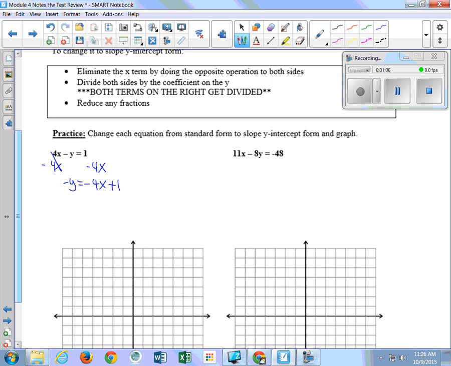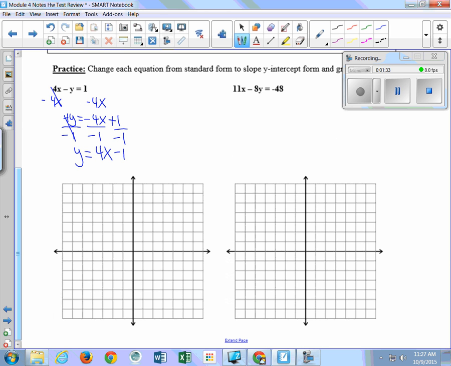Now I'm just going to divide through by negative 1, because that's the understood number right there. So divide each term by negative 1. That cancels out the negative 1. Y equals, negative and negative is a positive, so that's now positive 4x, and a positive and a negative make a negative, so this is now negative 1. Okay, so now I have an equation in the form y equals mx plus b. So my m, the slope, is 4. B, the y-intercept, is negative 1.